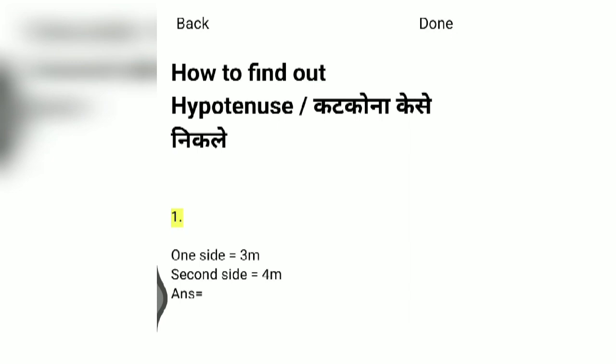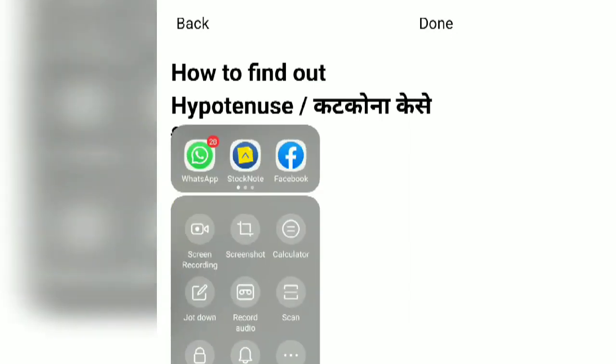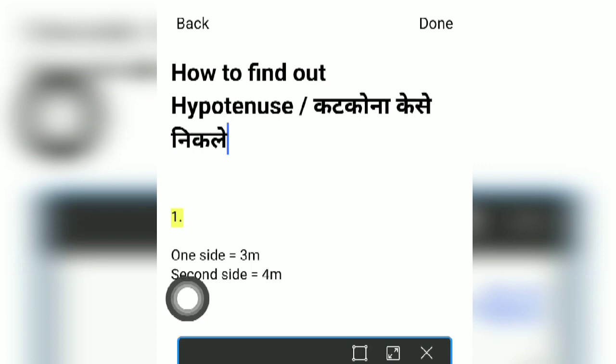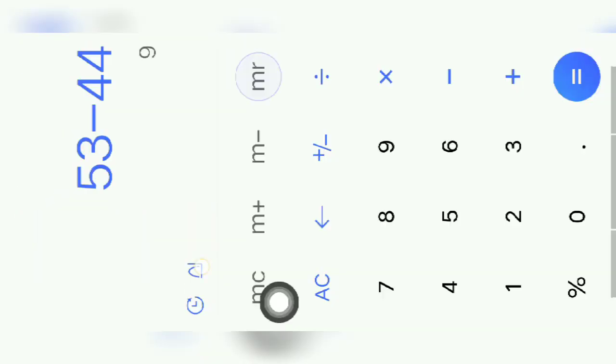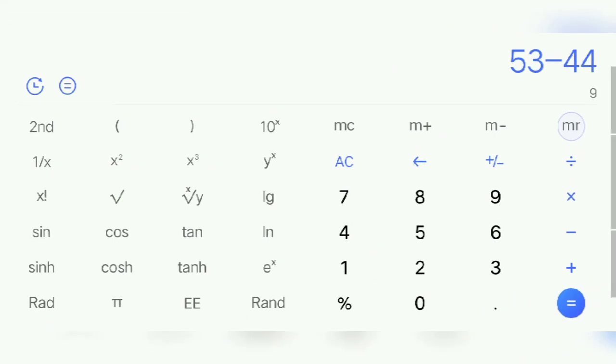Just go to the calculator and open the scientific mode. Clear all contents. First you have to put two brackets. Sorry, let me correct. You have to just put under root, then two brackets.